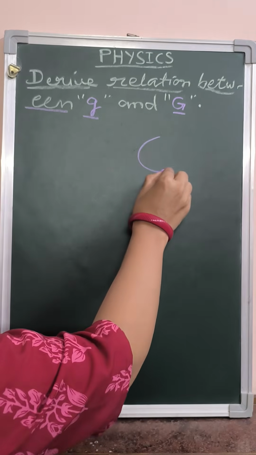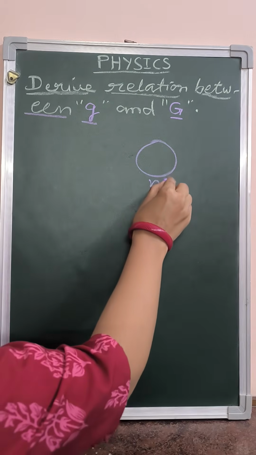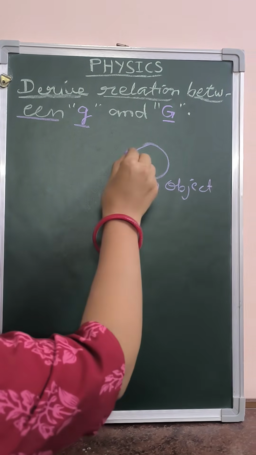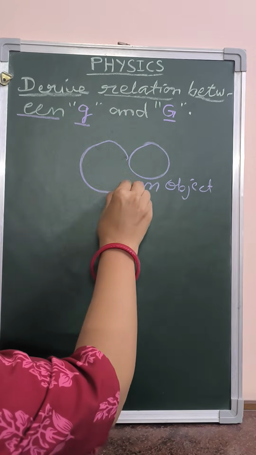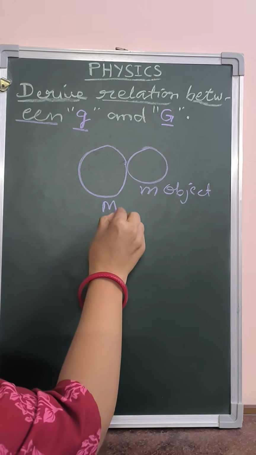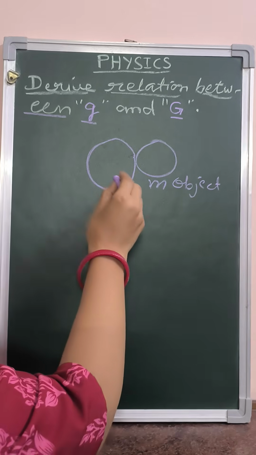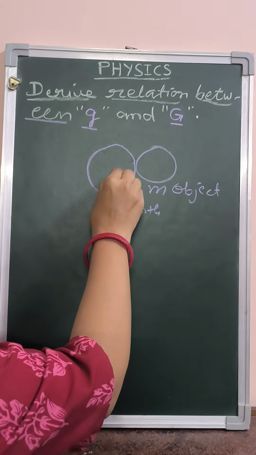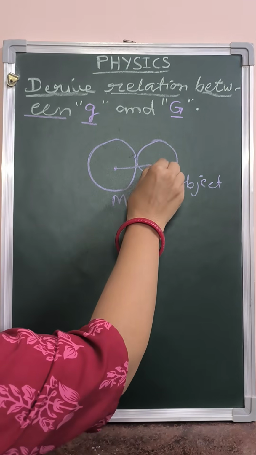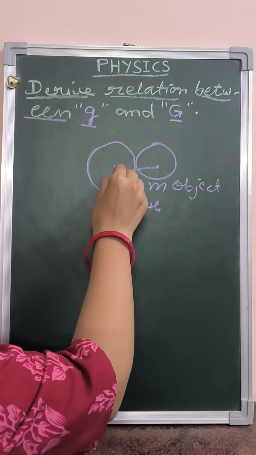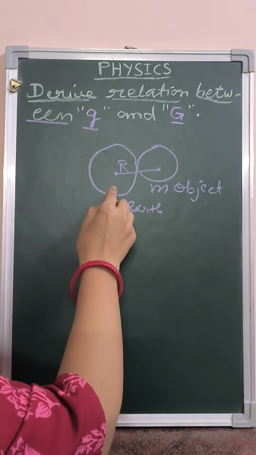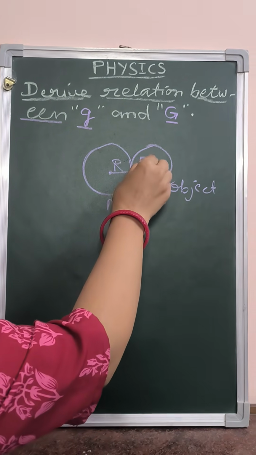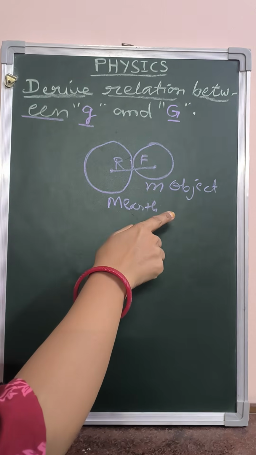Suppose this is the mass of the object, and here another circle, and this is ME, the mass of the earth, and here is the center of both the object and the earth, and r is the radius from the center of the earth to the object, and F is the force exerted on the object.